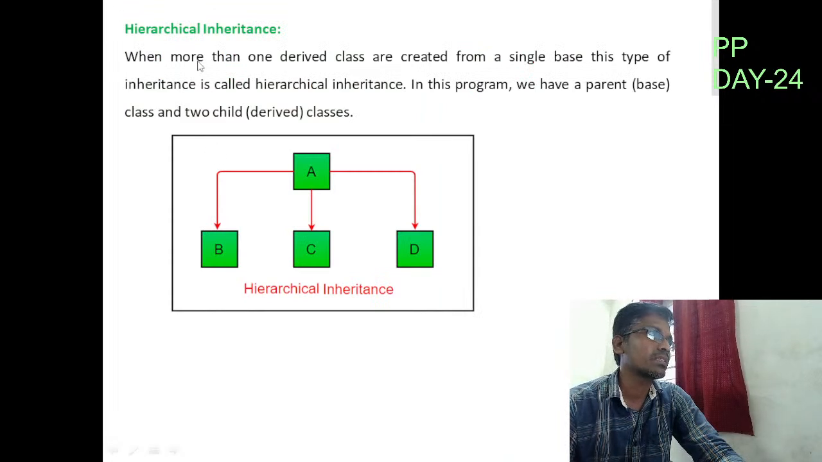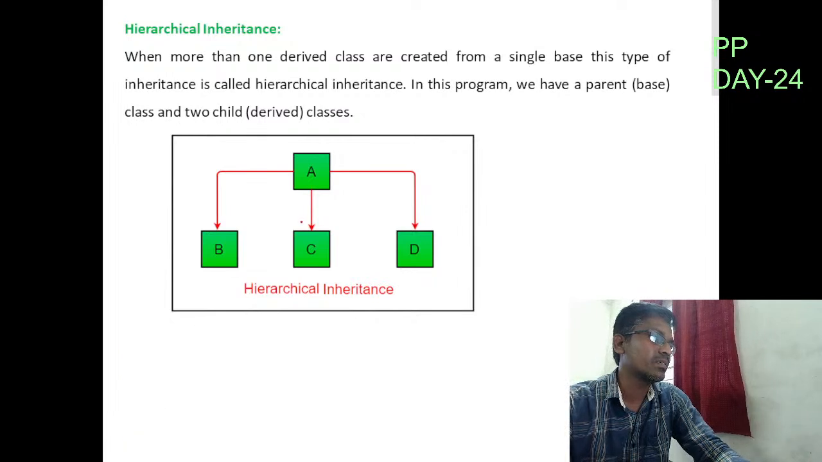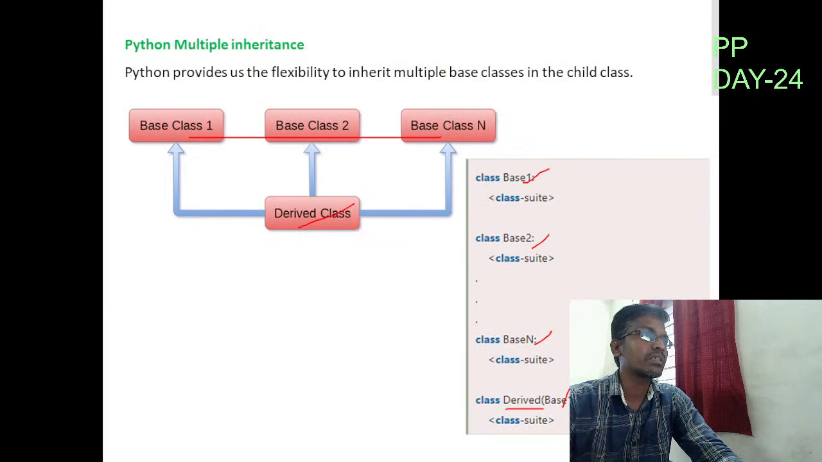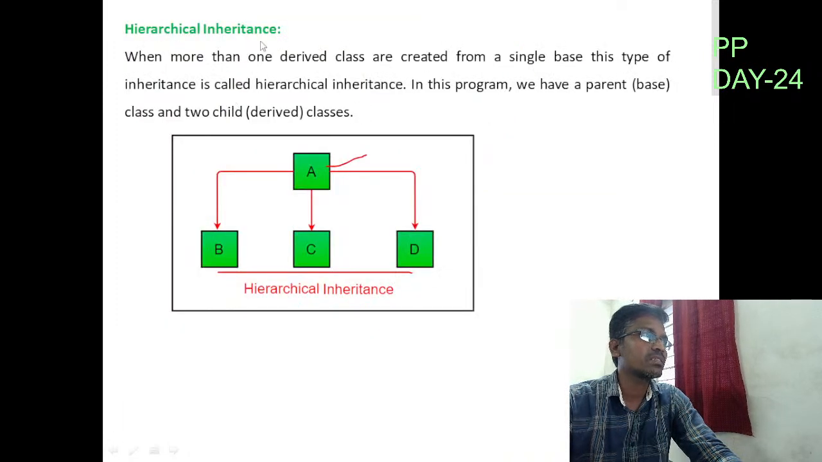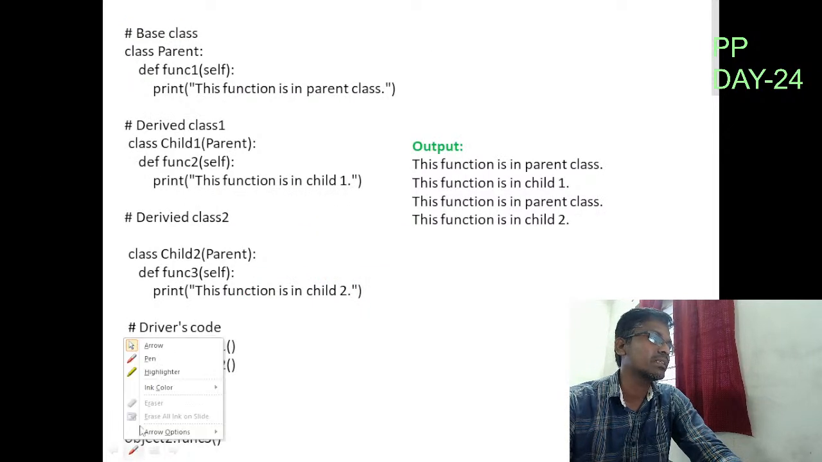Next, this is hierarchical inheritance. In hierarchical inheritance, you derive more than one class from a single existing class. Previously you derived only one class from more than one base class, whereas in this hierarchical inheritance example, you derive more than one derived class from a single class. That is called hierarchical inheritance.